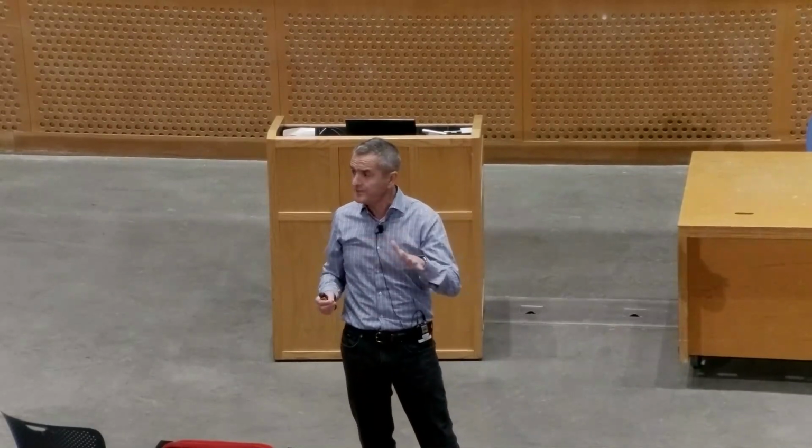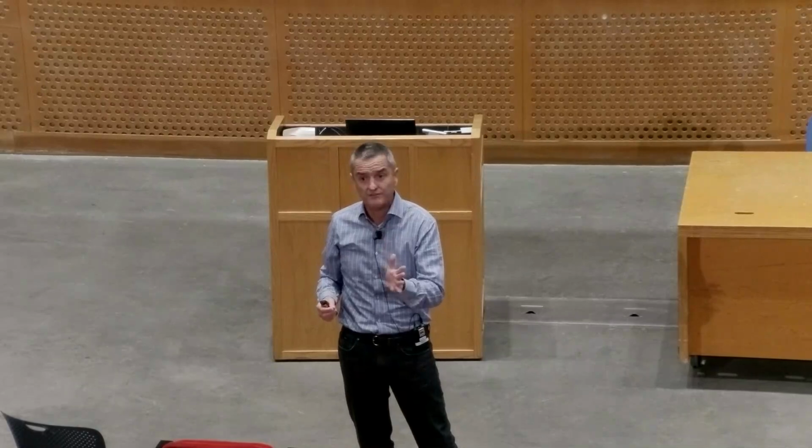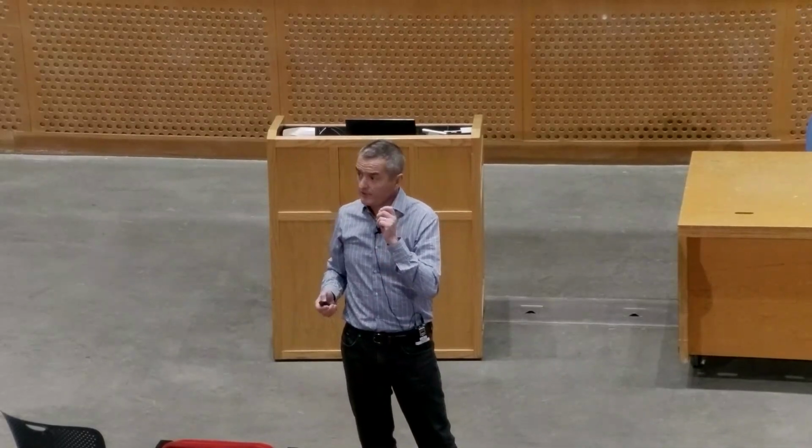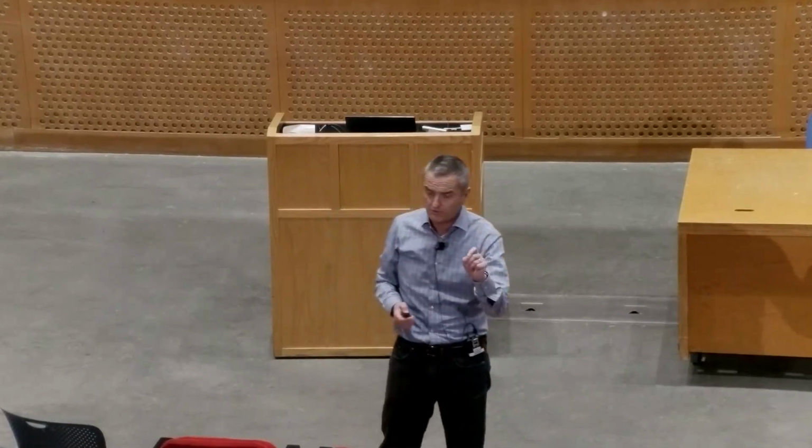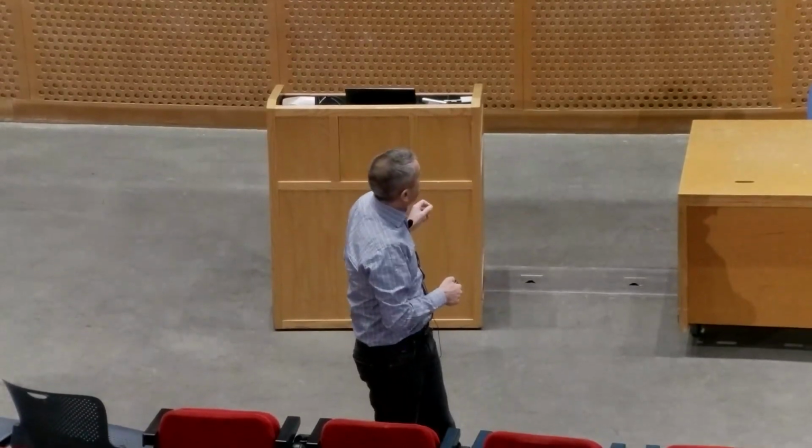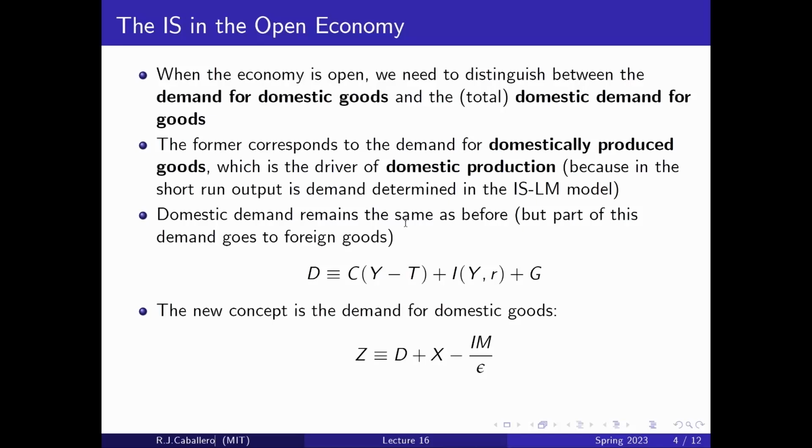And remember, that's very key in the short run, because this is sort of a Keynesian model with very sticky prices. Demand determines output, activity. So if we're going to determine domestic production from demand, we better be very careful about what is the demand for domestically produced goods. This is demand for both domestically produced goods and foreignly produced goods.